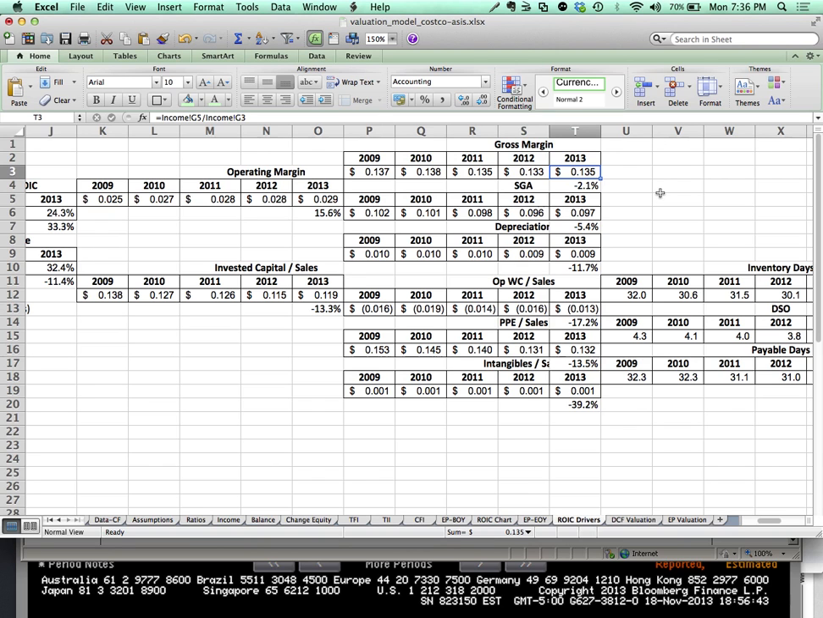SG&A went from 10.2 to 9.7. Did that help or hurt? Helped. Depreciation went from 0.01 to 0.009. Now I know it was a big 11% decline, but it was virtually unchanged of a tiny number.